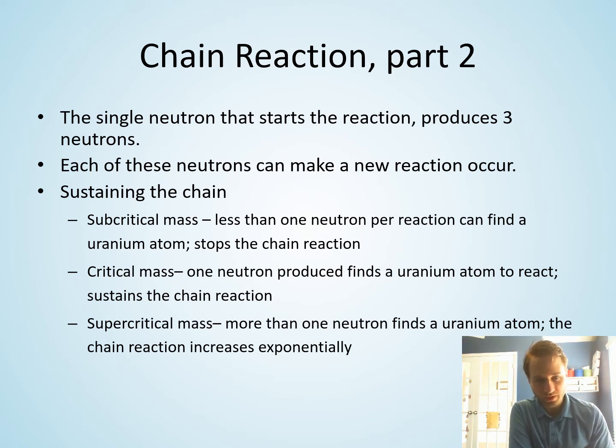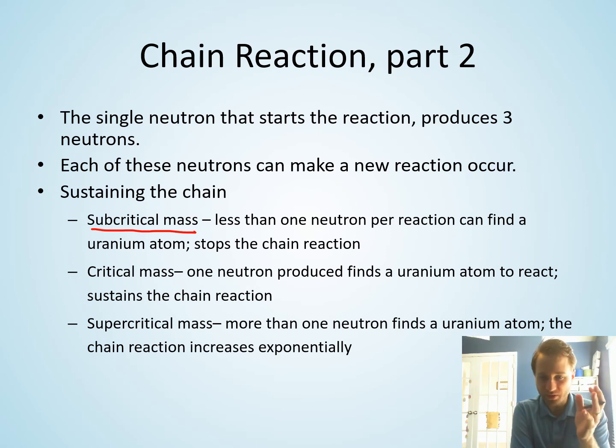So there's three levels that you can describe these nuclear reactions at, these chain reactions, where you have a subcritical mass. What this means is less than 1 neutron per reaction finds a uranium atom. So on the previous slide, one reaction produces 3 neutrons. So what that's saying is out of those 3 neutrons, on average, less than 1 of them finds a reaction.